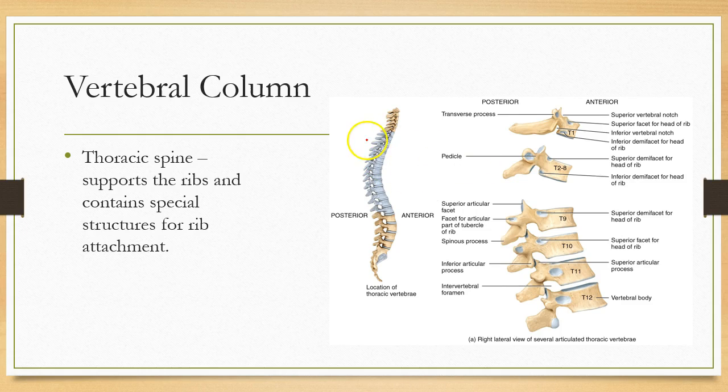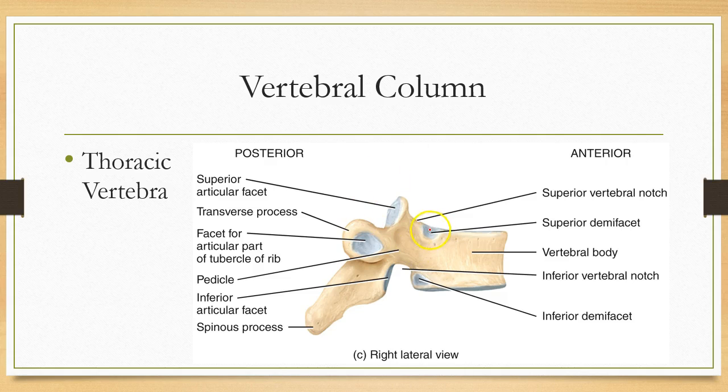Okay, next we have the 12 thoracic vertebra. This is where we're going to see the articulation of the ribs. So we have a demifacet on the superior and inferior portion of the posterior part of the vertebral body, where the inferior portion of the rib head will articulate at the superior demifacet, and the superior portion of the rib head will articulate with the inferior demifacet. And then the arch of the rib will articulate with the facet on the transverse process.